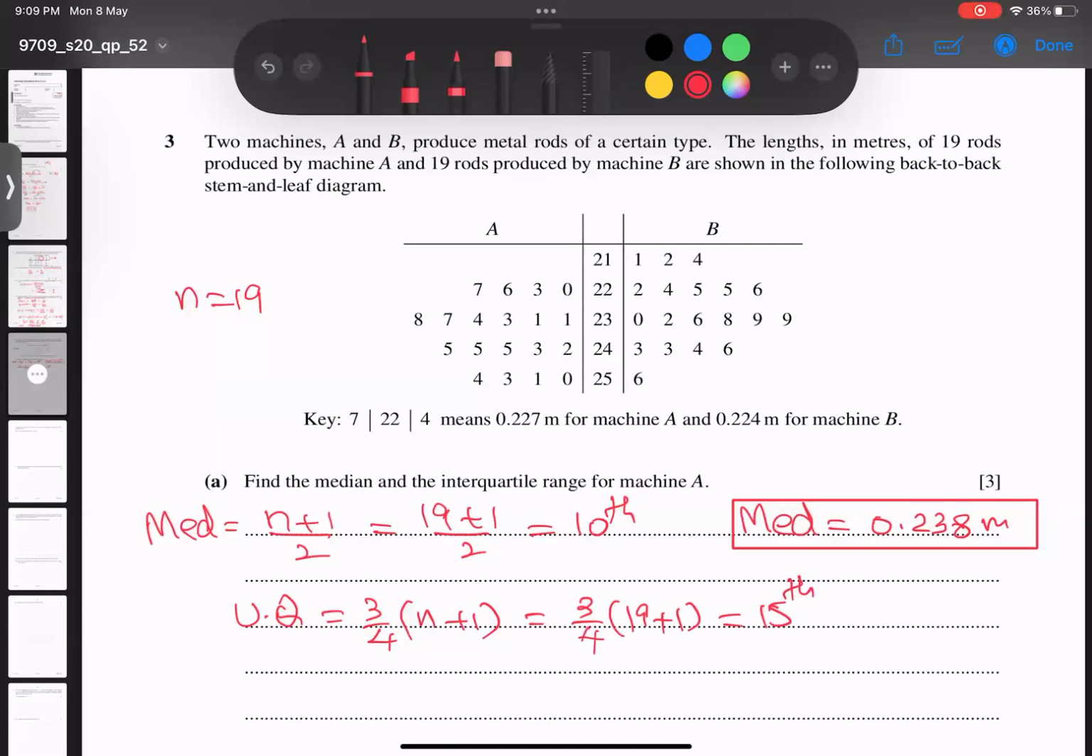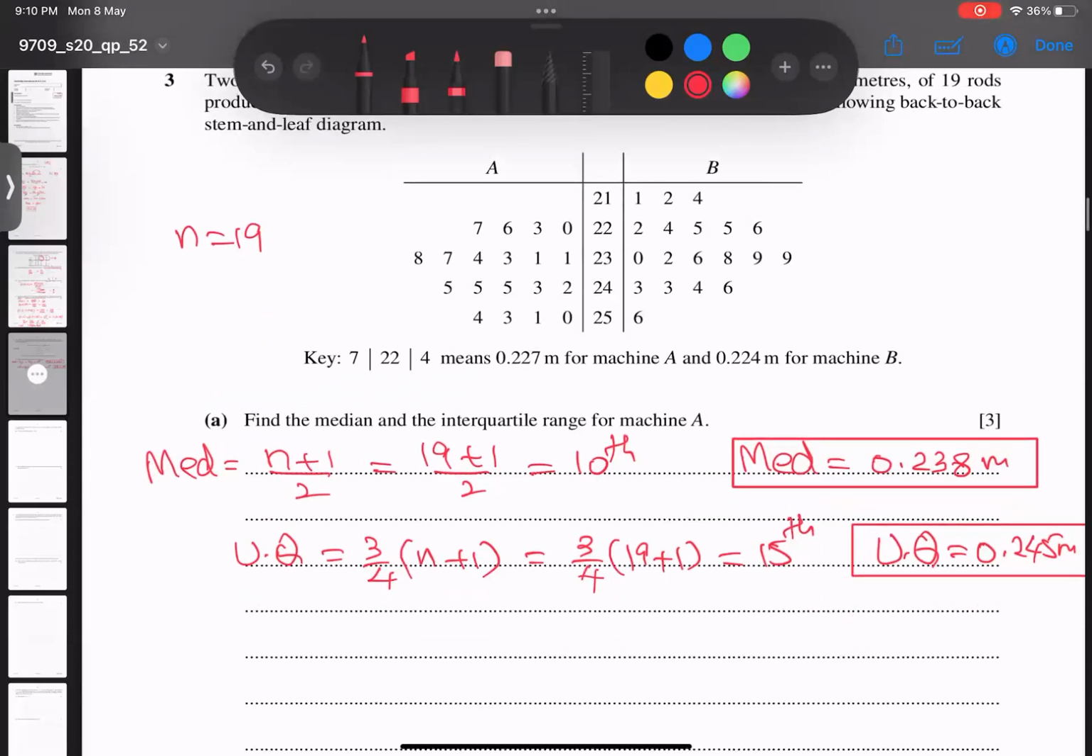So let's count. 1, 2, 3, 4, 5, 6, 7, 8, 9, 10, 11, 12, 13, 14, 15. So this last number is my target. And you know how to find it, so 0.245. So this is my upper quartile, and for the upper quartile I'm getting 0.245 meters.